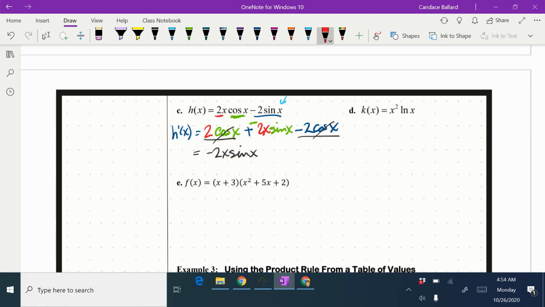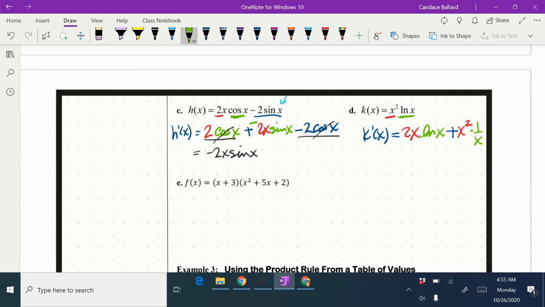All right, looking at problem K here, or sorry, problem D, K of x. So we're going to underline the x squared as the red, and the natural log of x is the green. I'm going to start taking the derivative. So I know I take the derivative of the red first, which is 2x, and I keep the green the way it is, natural log x, plus I keep the red the way it is, so x squared, and the derivative of the green, which would be 1 over x.